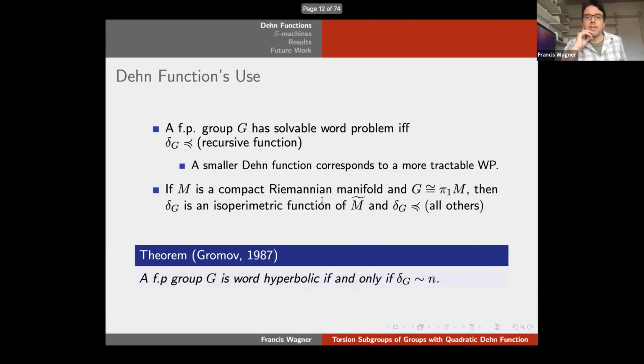Okay, and in fact, the Dehn function gives another characterization of hyperbolicity, which is to say that a finitely presented group is hyperbolic if and only if its Dehn function is equivalent to the linear function, which sends n to n. Of course, it's already finitely presented if it's hyperbolic anyway.